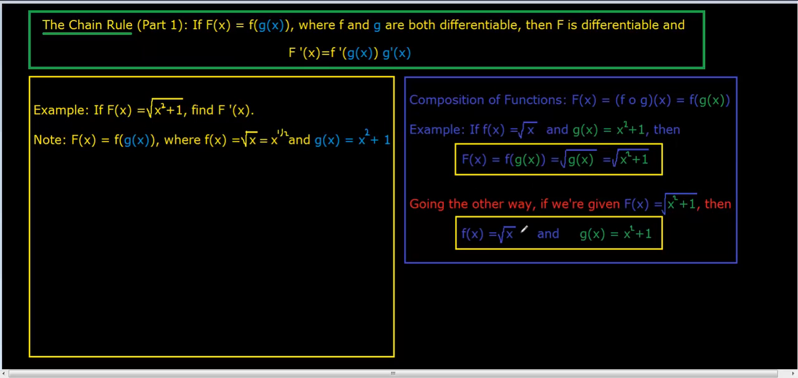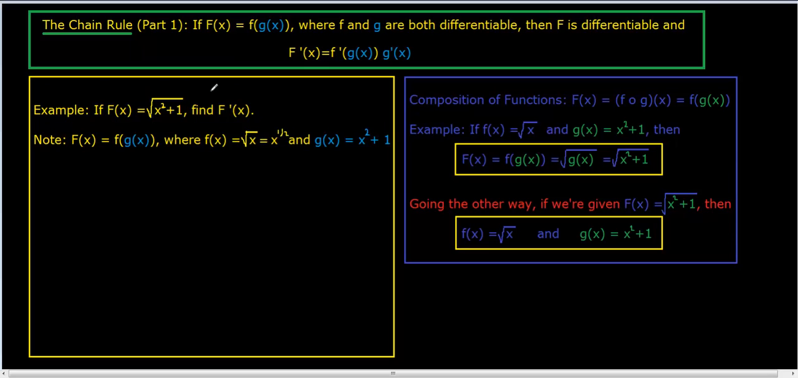Now, this is the way that's going to be more helpful for us when we're given a calculus problem to find the derivative. We're going to be given, for instance, this function. We're going to be given capital F of x equals the square root of x squared plus 1. And we want to be able to show that it was built by these two sort of smaller functions, if you will, where little f of x was the square root of x, and little g was x squared plus 1. So here is our example.